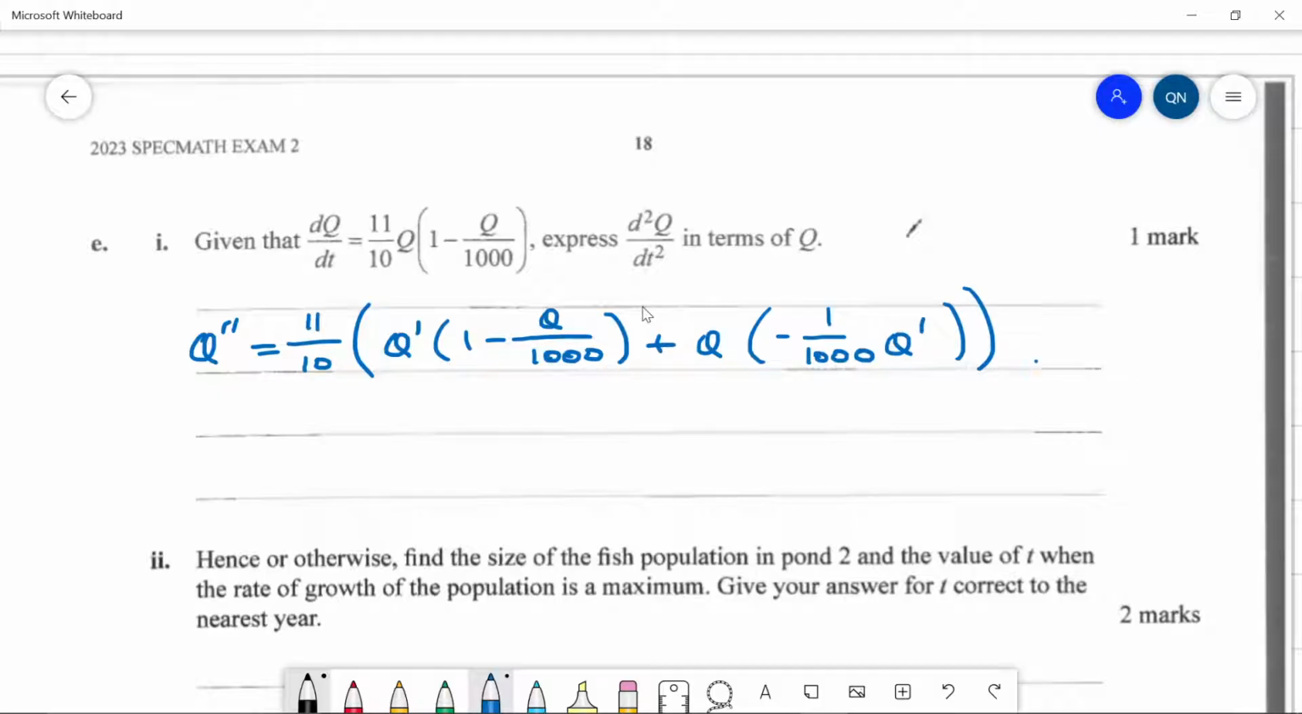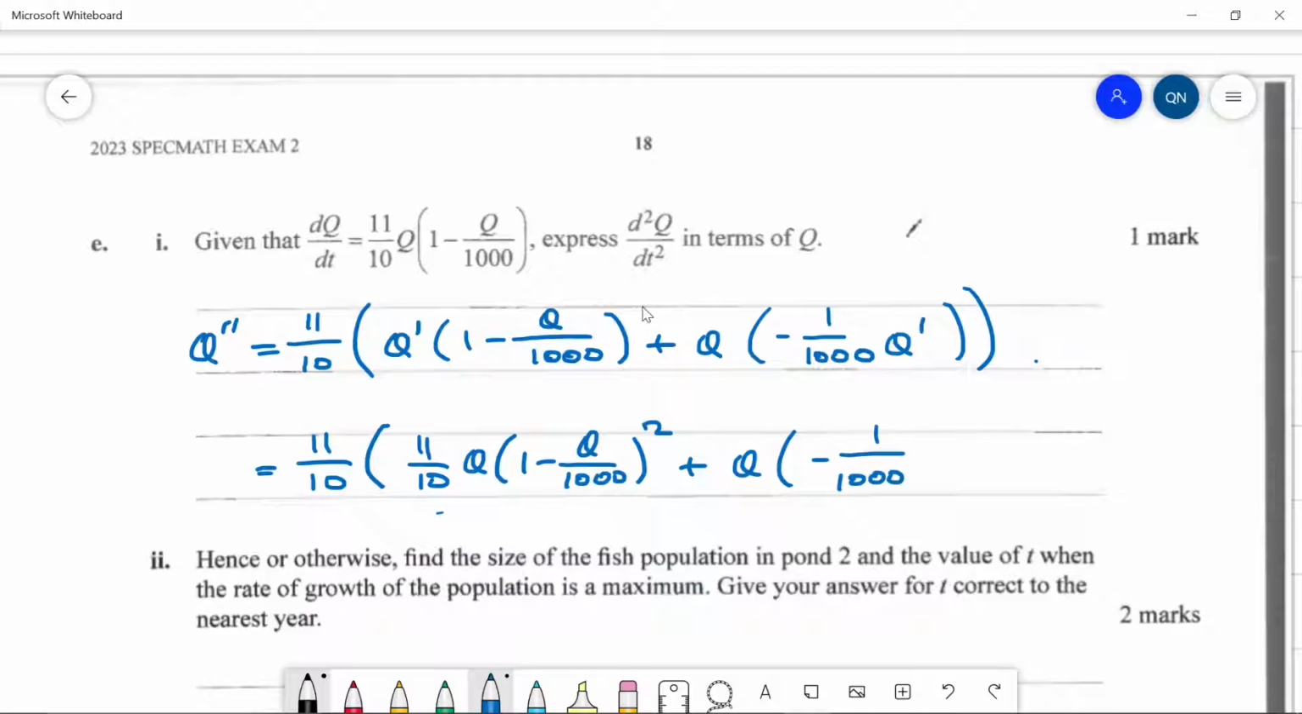Okay, but this is equal to 11 on 10. Q prime, we know what that is. Q prime is this 11 on 10 Q, 1 minus Q on 1000. And then we have, so this part over here, that's Q prime. Then we also have another one of these factors, so this is squared, and then plus Q times negative 1 on 1000. Q prime, once again, is 11 on 10 times Q, 1 minus Q on 1000. Close bracket, close bracket, close brackets.